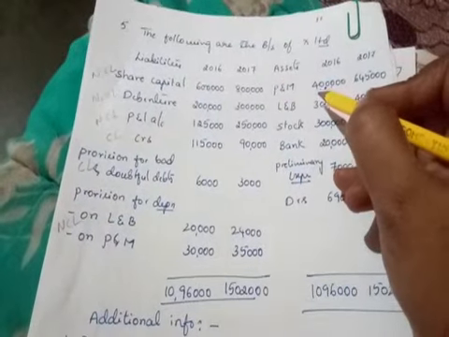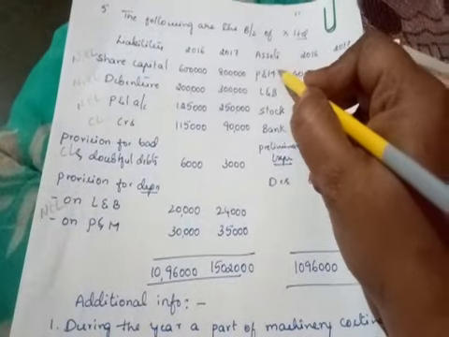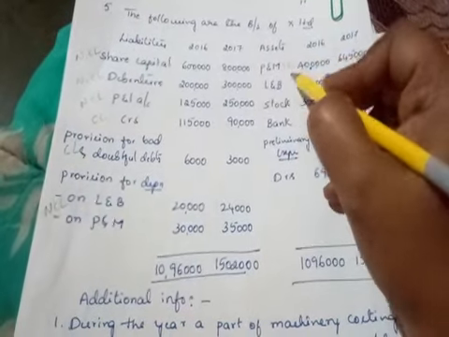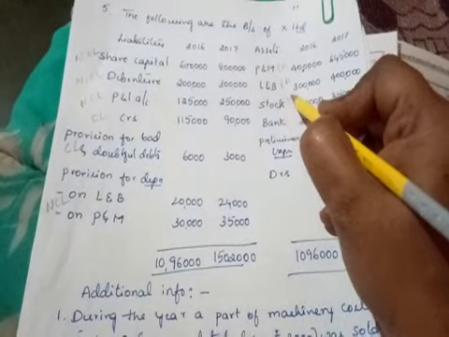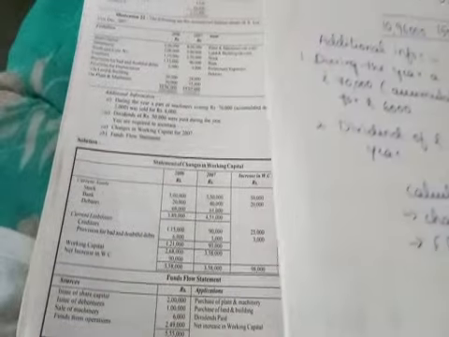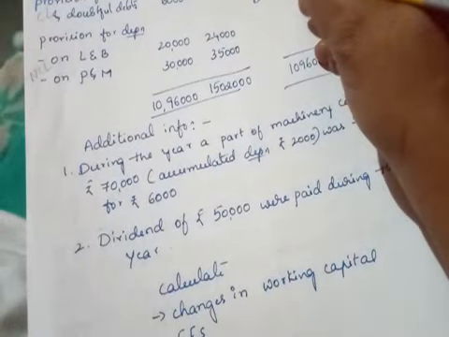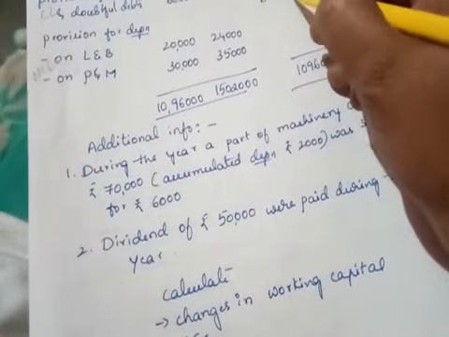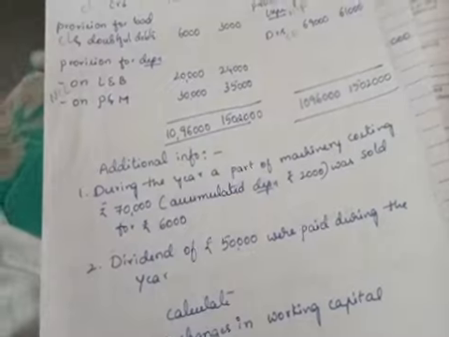So you have to classify assets as fixed assets and current assets. Plant and machinery, fixed asset. Land and building, fixed asset. Stock, current asset. Bank, current asset. Next, preliminary expenses. Debtors, current asset.